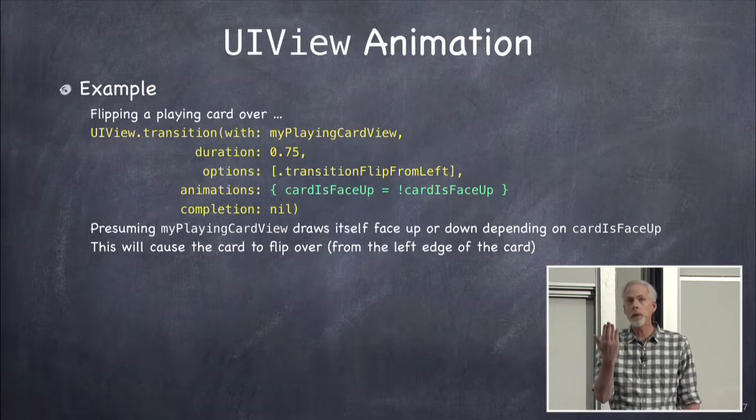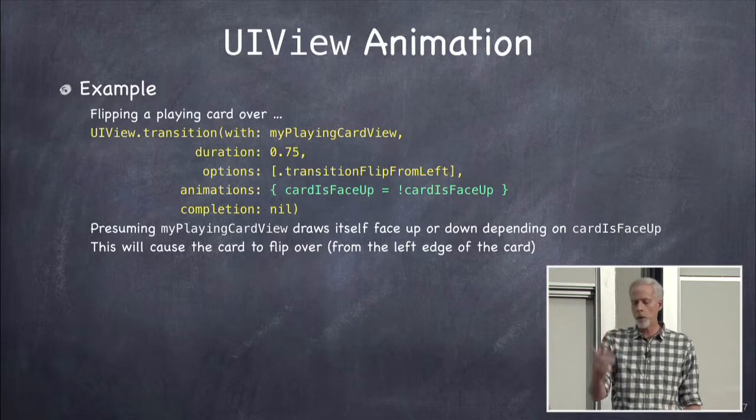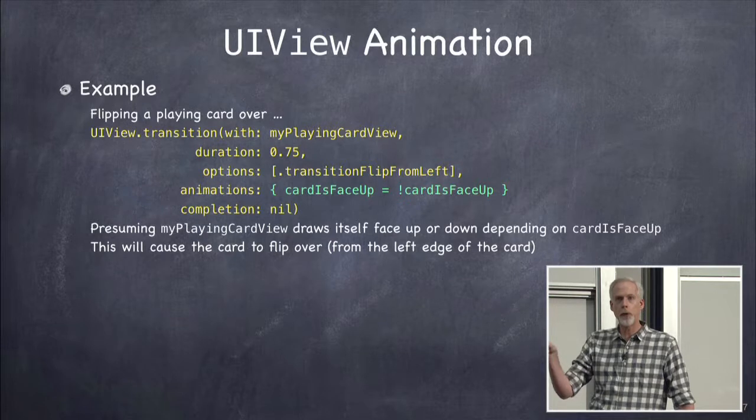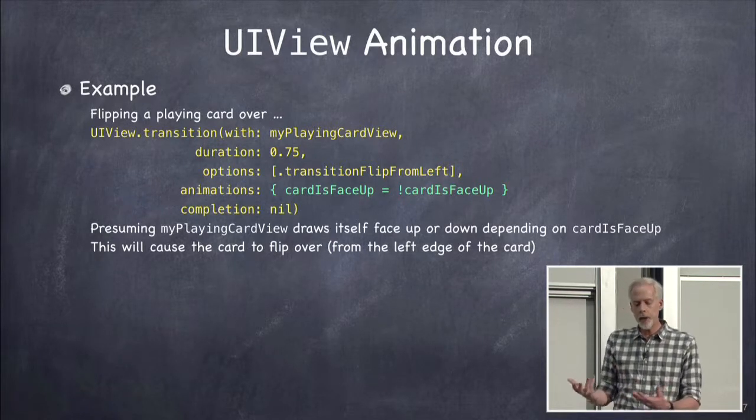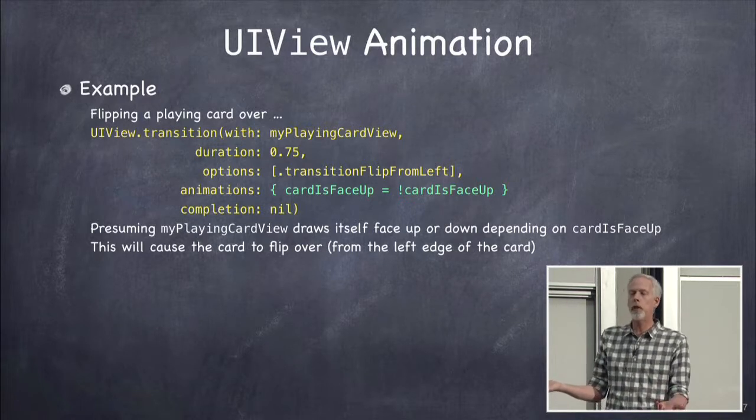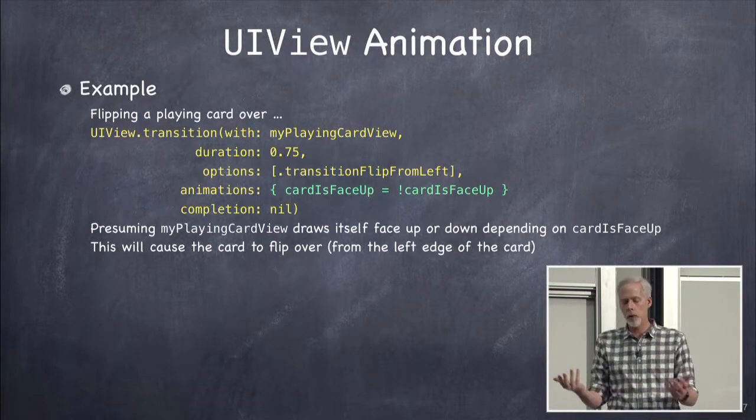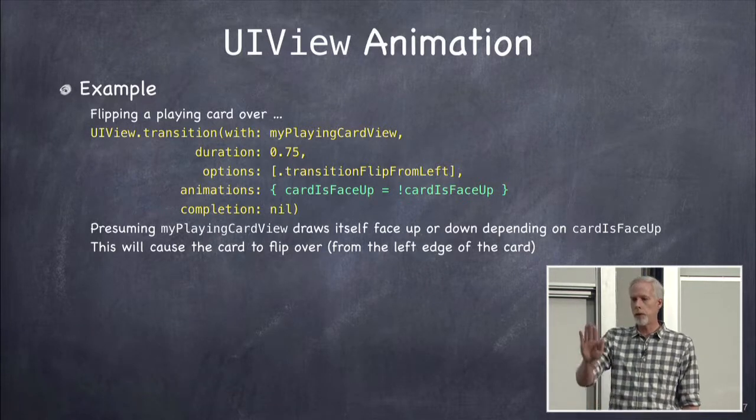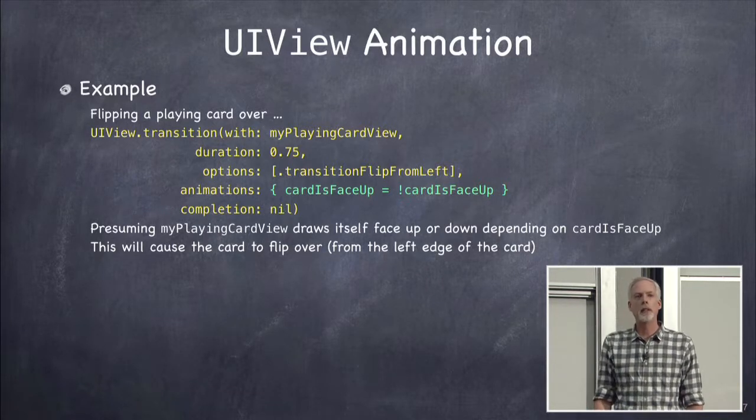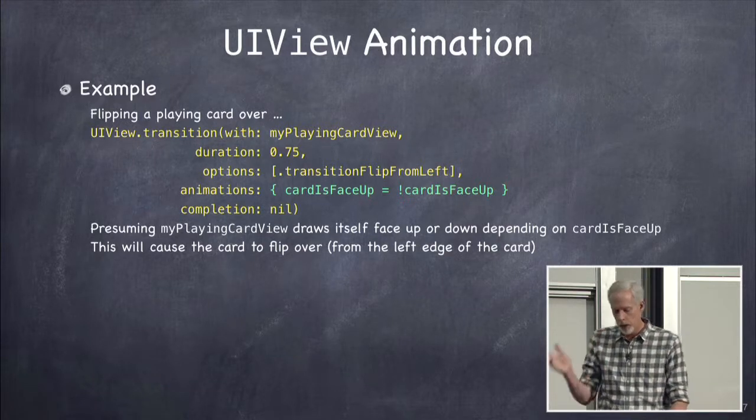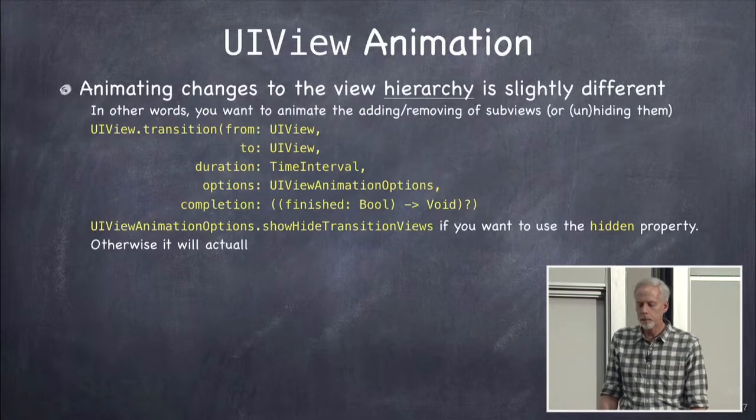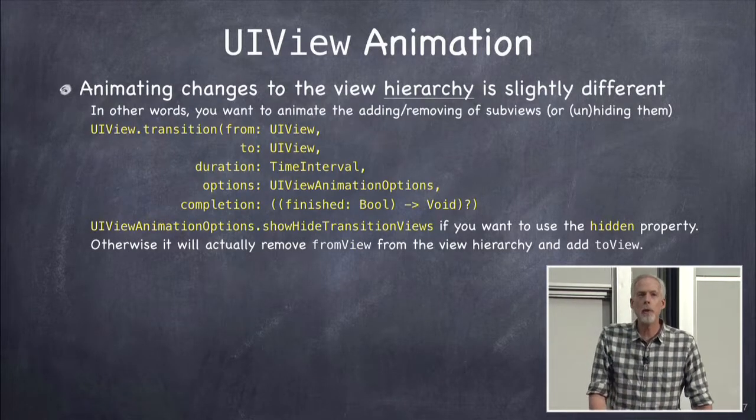I'm going to do it in 3/4 of a second, so it's going to be a pretty fast flip over. I'm using the option transition flip from left, which takes the left edge and flips it over. And then inside animations, I'm just changing that card is face up var, the thing that controls which one my view is showing. And so this is going to flip over and show the card in the other direction. So that's cool. That's when you want to change the whole view. But you're limited in what kind of animation you can do: just flipping, dissolving, and curling up if it's full screen.